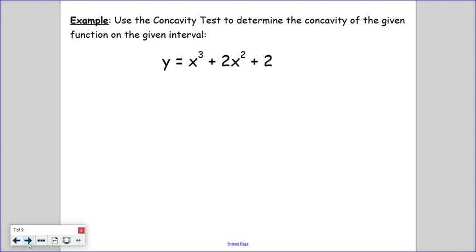All right, so let's go ahead and try one here. Our concavity test, or second derivative test, says: determine the concavity of the given function on the given interval. This one does not give us an interval, so we are just going to look at negative infinity to infinity. And if it's asking us concavity, that's your second derivative, your acceleration function. So job number one is just to get to that second derivative. So I would take the derivative initially.